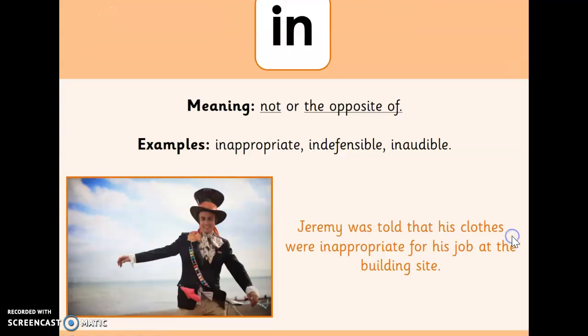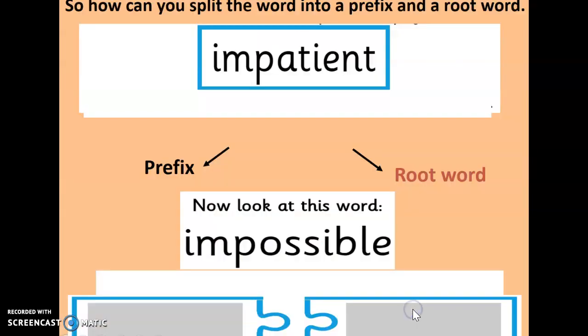Here I have just shown you a picture and a sentence which concentrates upon in, which means not or the opposite of. Like you can see in this example, Jeremy was told that his clothes were inappropriate for his job at the building site. Now, how can you split the word into a prefix and a root word? How do you do that? Well done. So, which is a prefix? Im is our prefix and patient is our root word. And if you look at this word, can you write on your whiteboard which is a prefix and which is a root word?